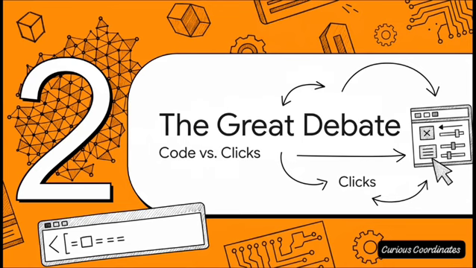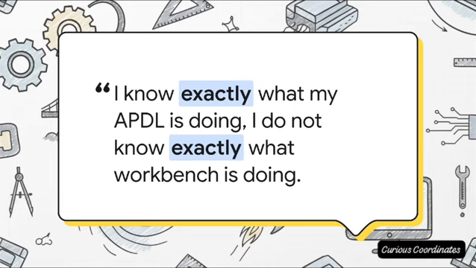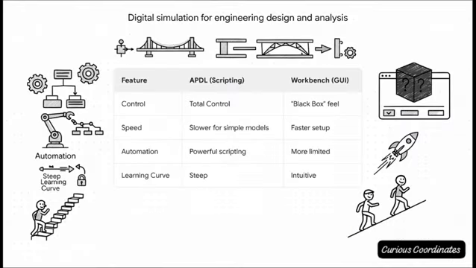So once you've built that mesh, how do you actually interact with it? This gets us to a huge, long-running debate in the community, and it's almost a philosophical choice. Are you a code person or a clicks person? This quote from an engineer on Reddit just nails the heart of the debate. On one side, you've got APDL. It's a powerful scripting language that gives you total, fine-grained control over every little thing. On the other side is Workbench, a modern, graphical interface that's way faster and more intuitive for a lot of jobs.